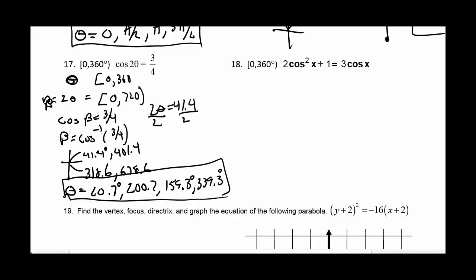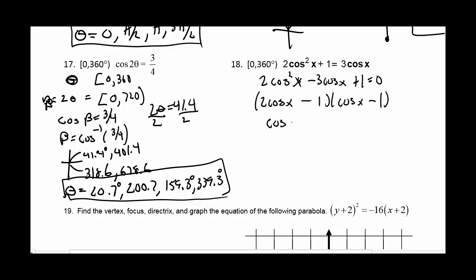Okay, so then that brings us to number 18. Number 18 is another example of factoring. So I'm going to bring over the 3 cosine x. So 2 cosine squared x minus 3 cosine x plus 1 equals 0. And I want to factor that. It's got to be 1 and 1. And this time they both have to be negative. So I get cosine x equals 1/2, and cosine x equals 1.